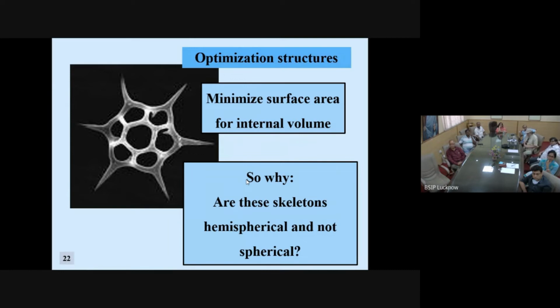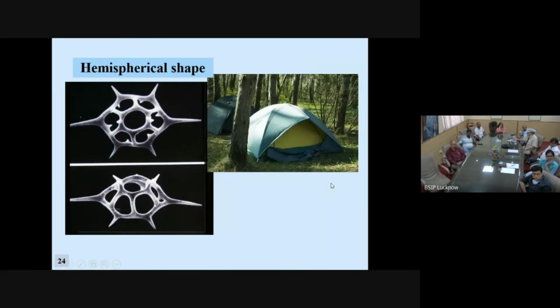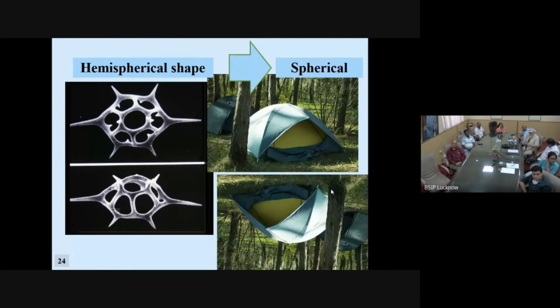So, why are these skeletons hemispherical? I mean, come on, look at these again. If you are going to reduce your surface area to an absolute minimum, you're going to come up with a sphere. Euglyphids and radiolarians have spheres. Silicoflagellates don't have spheres. They have hemispheres. But the reality of it all is that silicoflagellates have spherical shapes when they need them.